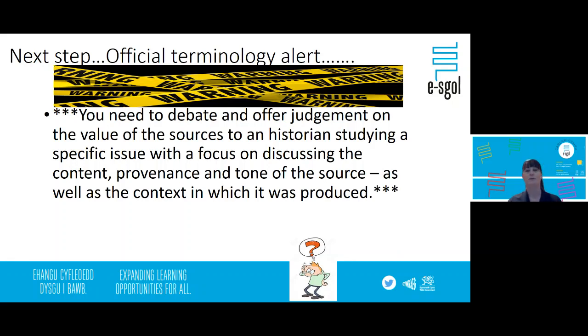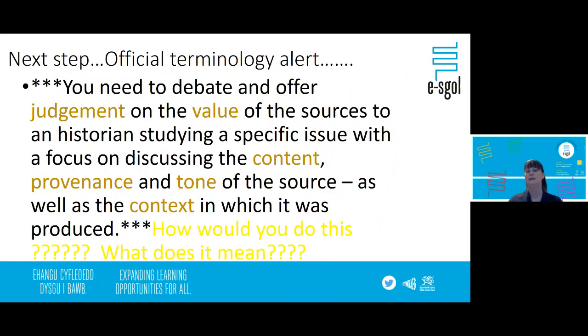Now, another official terminology alert. You need to debate and offer judgment on the value of the sources to an historian studying a specific issue, with a focus on discussing the content, provenance and tone of the source, as well as the context in which it was produced. So how would we do that and what exactly does it mean? If we pick up the keywords, you need to give judgments, you need to look at the value of the sources, the content, the provenance (where it comes from), the tone of the source (how it's written), as well as the context in which it was produced. So what is going on directly at that time and in the bigger picture as well.